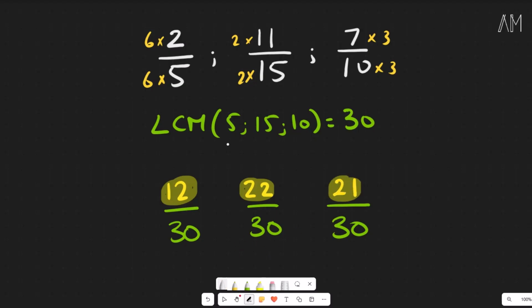So let's say they want us to order it from the smallest to the greatest. I will simply do it like this. I will say first of all 2 over 5 is the smallest, then 7 over 10, then 11 over 15. And that's how we do it.